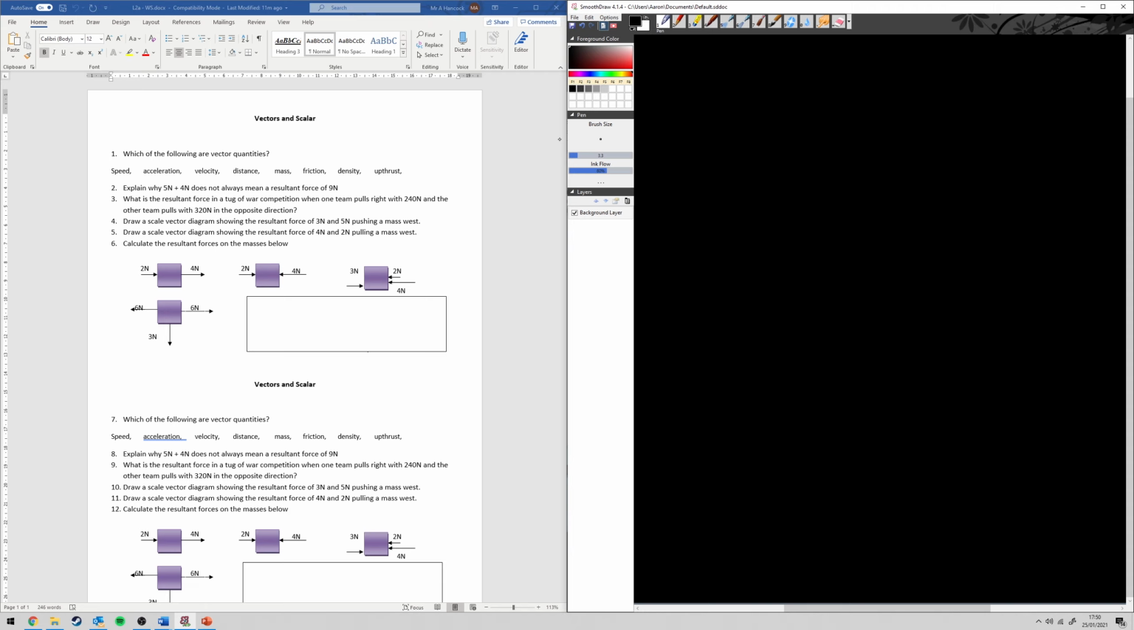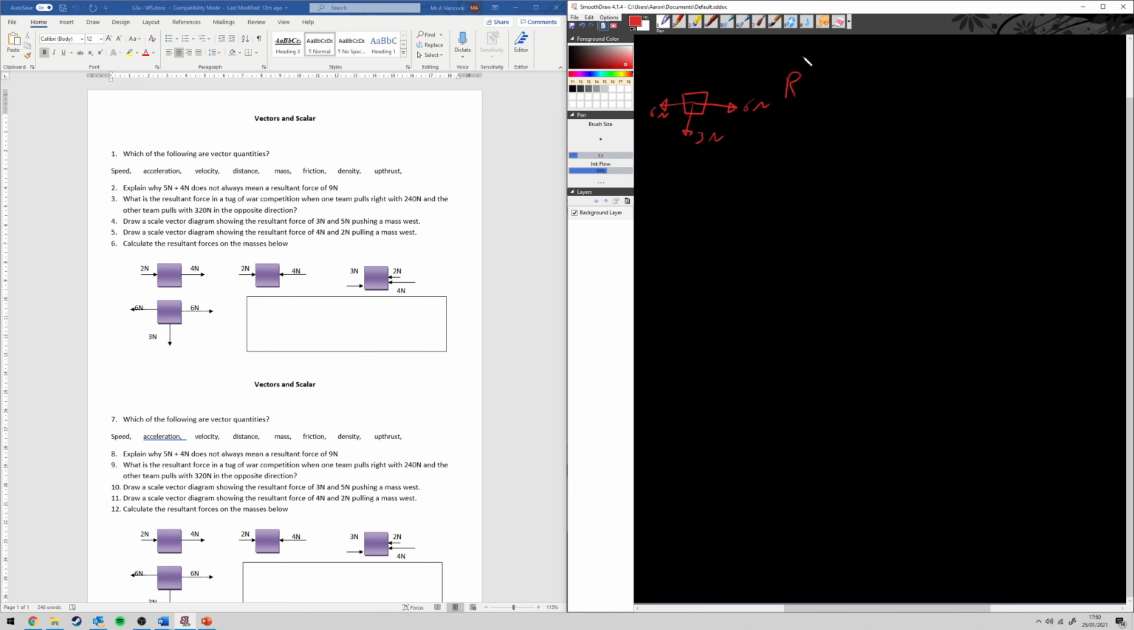So let's do this one. My pen ink needs to be something that is visible. There we go. So it's got 6 newtons that way. We've got 3 newtons going down. What's the resultant force? Well, let's look at the horizontal first.